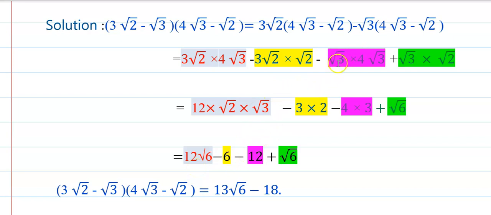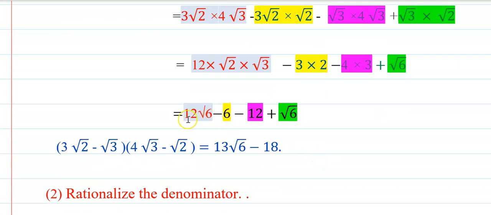Now next is root 3 into 4 root 3. Root 3 into root 3 is 3, and 4 into 3 is 12. Here is a 12. Next, the last is root 3 into root 2, which is root of 6, and root of 6 stays as it is. Therefore, you will get 12 root 6 plus 1 root 6, which is 13 root 6, minus 6 minus 12, which is minus 18. In this way, I have completed.